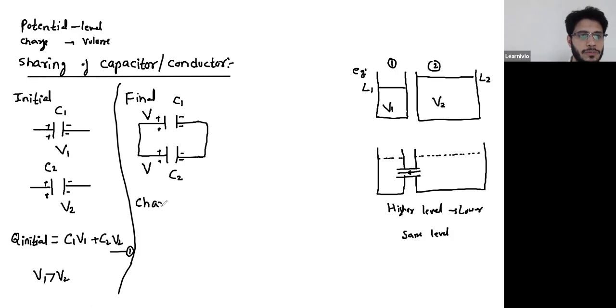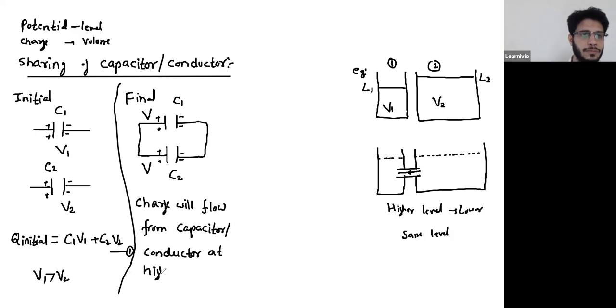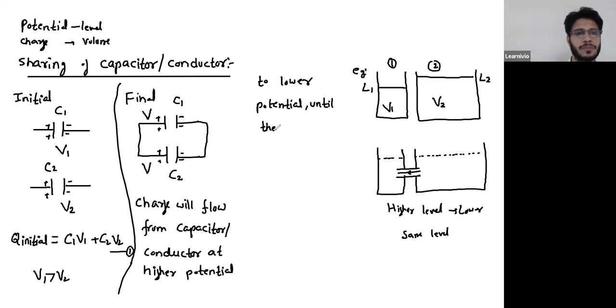So charge will flow from capacitor or conductor at higher potential to lower potential, until they acquire same potential.